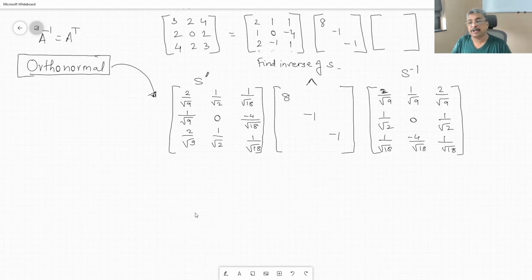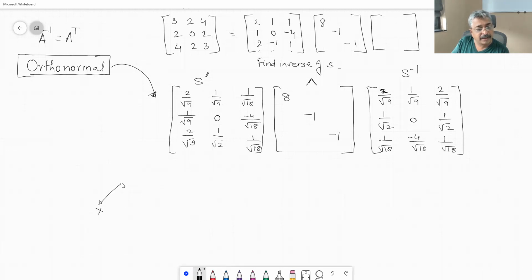Now let me explain the importance of changing the base. So far, whatever calculations we have done related to matrices, taking numerical examples or general examples, say for a 3x3 matrix, our basis has always been the x-axis, y-axis and z-axis, and our basis had been i, j and k.